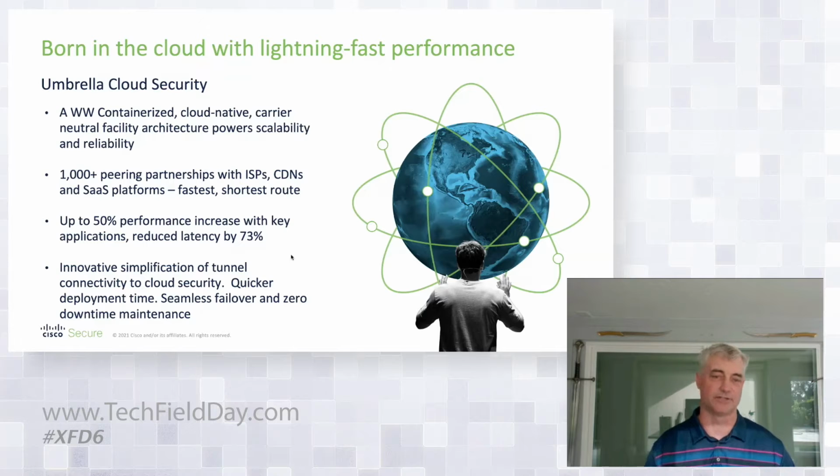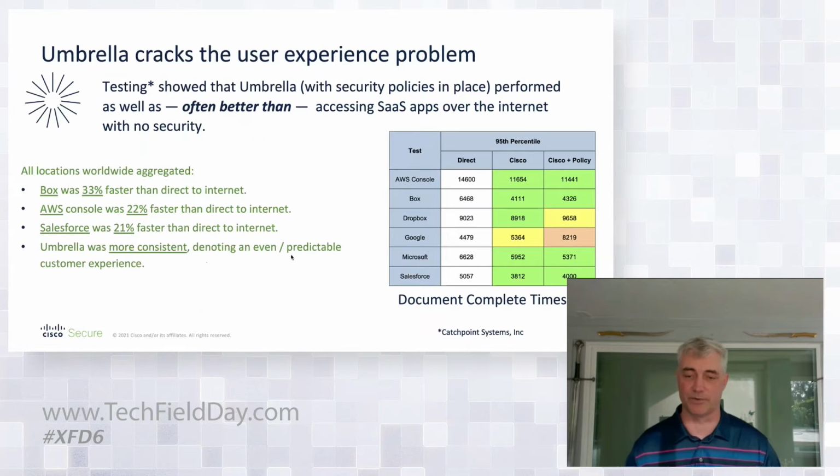Because of the diligence done there, we have 1,000+ peering relationships, and in each one of these, all the big names you could think of, from an IaaS perspective, a SaaS perspective, that results in some huge performance gains by sending your traffic to the cloud security stack first. So I wanted to share with you a new third-party analysis of this user experience problem and how Umbrella can really help. Here's some of the test data on the right.